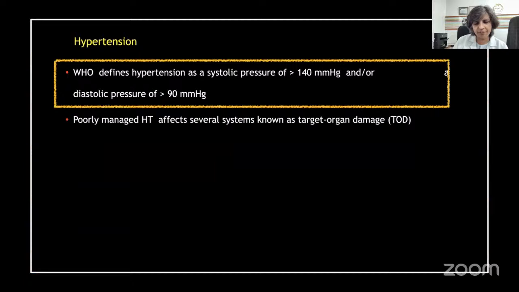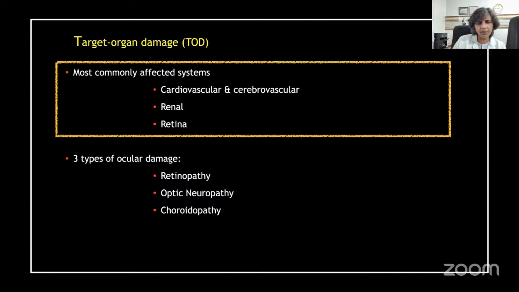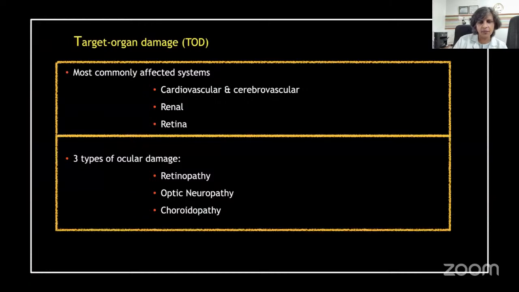So WHO defines hypertension as systolic pressure of over 140 and/or diastolic pressure of over 90. Poorly managed hypertension affects several systems, which is known as target organ damage. The most commonly affected target organs are cardiovascular and cerebrovascular, renal, and retina. Ocular damage includes retinopathy, optic neuropathy, and choroidopathy.